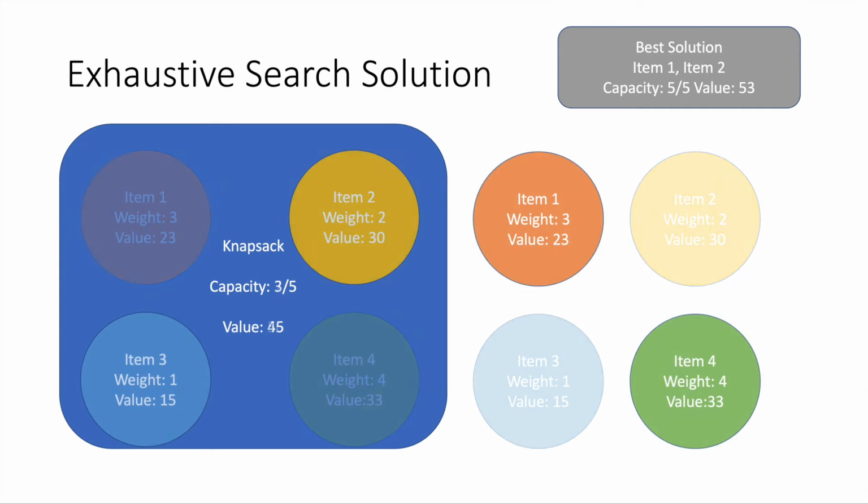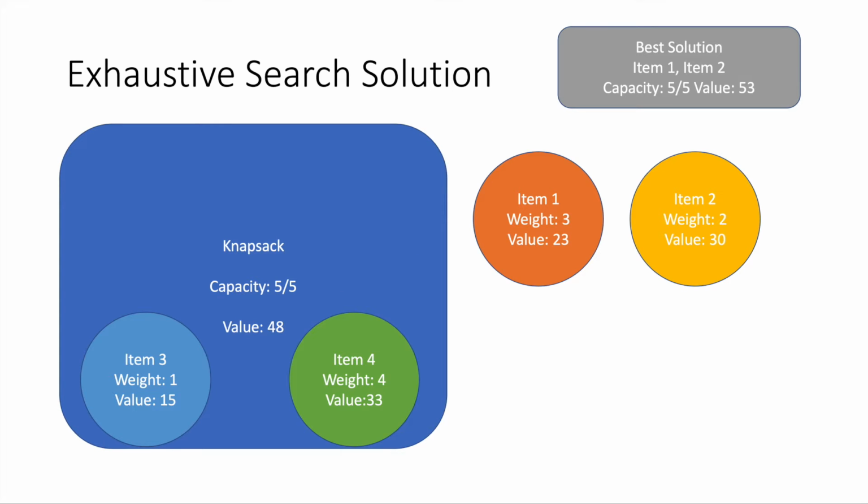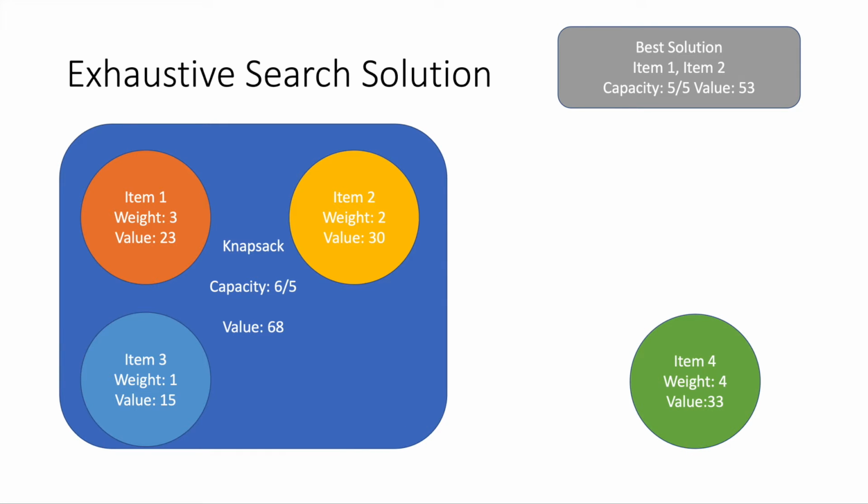The next set is items 2 and 3, which uses 3 capacity and has value 45. And then finally, items 2 and 4, which uses 6 capacity and has value 63. This is also better than our best solution in value, but is over capacity, so we can't use it. The next group of possible solutions to consider are the solutions that contain 3 items, starting with the group item 1, item 2, and item 3. This group has a capacity usage of 6 and a value of 68, which is better than our best, but is over capacity, so we can't use it as the best solution.